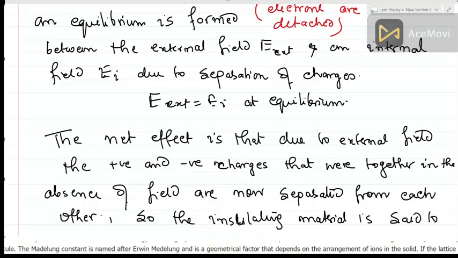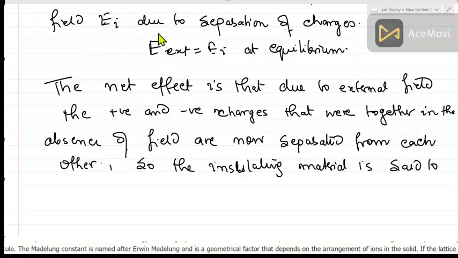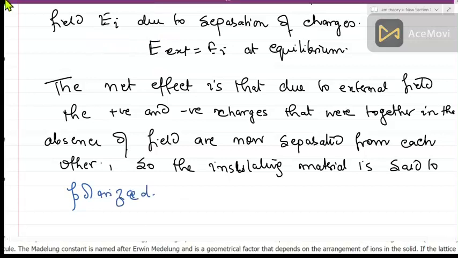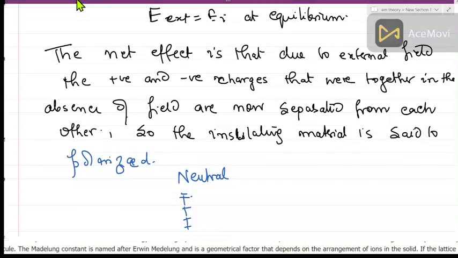So the insulating material is said to be polarized. Polarization you have studied in optics also. Polarization means asymmetric behavior. Polarized. So let me try to show you by a diagram.